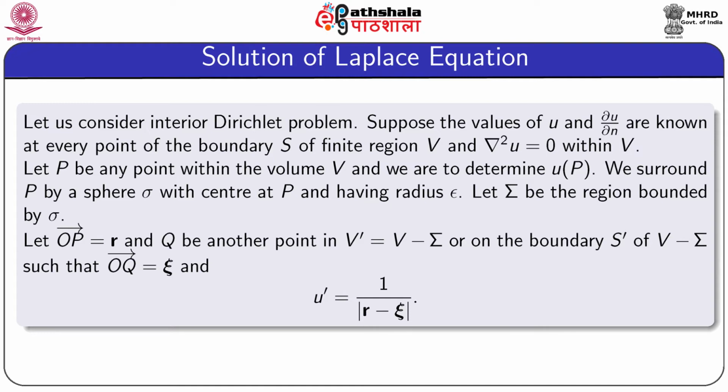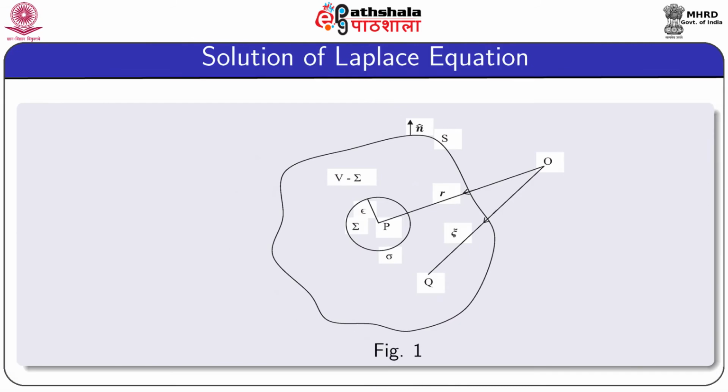Let P be an arbitrary point within the volume V, and we are interested in finding the value of u at the point capital P, that is u at P. For that purpose, we surround the point P by a sphere sigma with center at P and having radius epsilon, as it is shown in this figure. So, this is point P and this is sigma, and the radius of the sphere is epsilon.